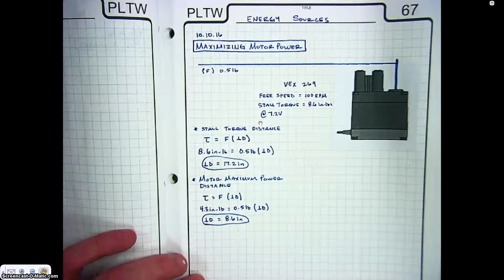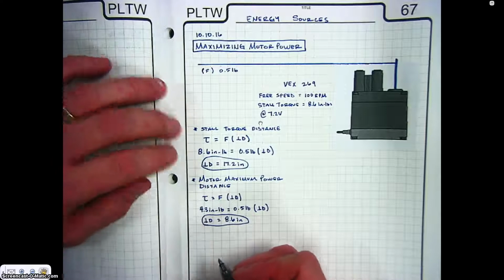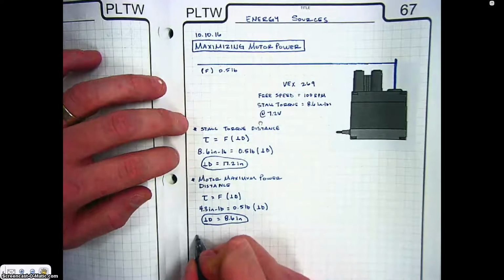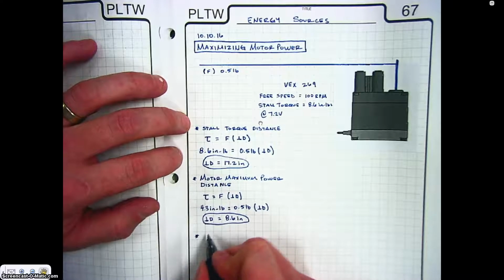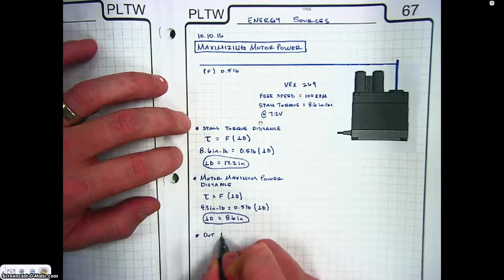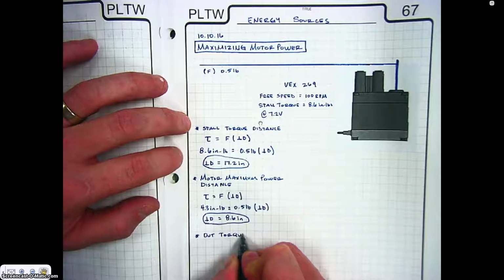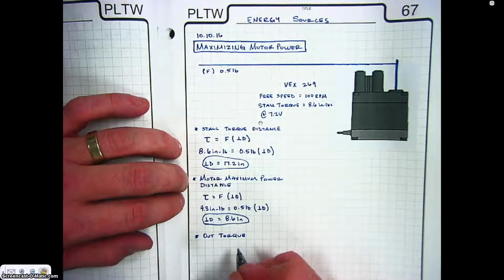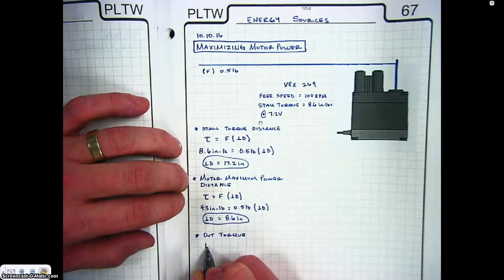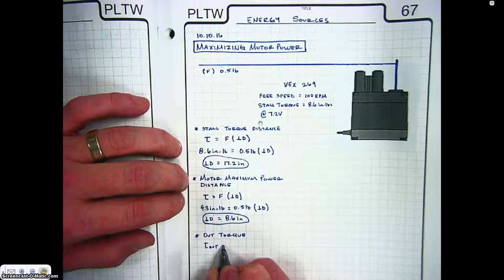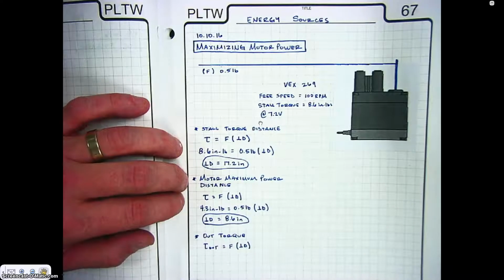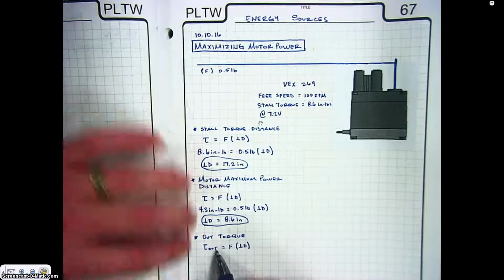All right? The next thing that we're going to calculate is output torque. And so we're basically going to do this in a different way. And so if I write output torque here, we can go ahead and calculate that. The torque out is equal to, again, force times perpendicular distance. The output torque is what we're going to be calculating for.